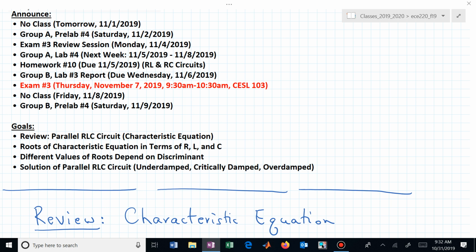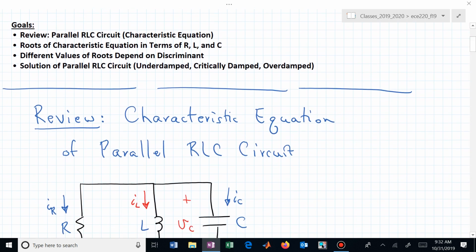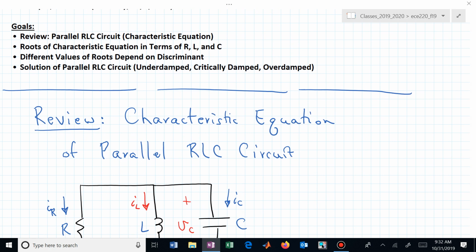So it looks like it's about normal. We have about half of the class here. You'll double in size, so we'll do the same strategy that we've done for the first 2 as far as seating, etc. The goals today, let's remind ourselves of where we're at. We're in Chapter 8. We're talking about RLC circuits. Was there a question about announcements?